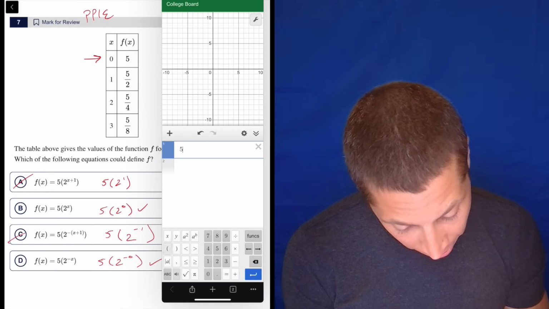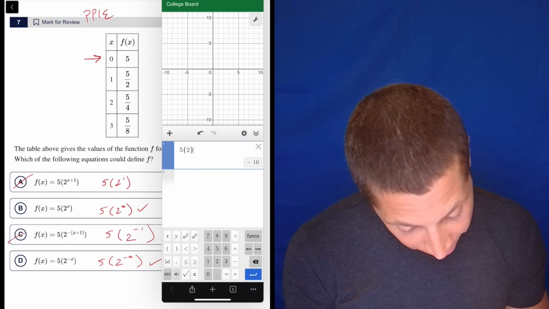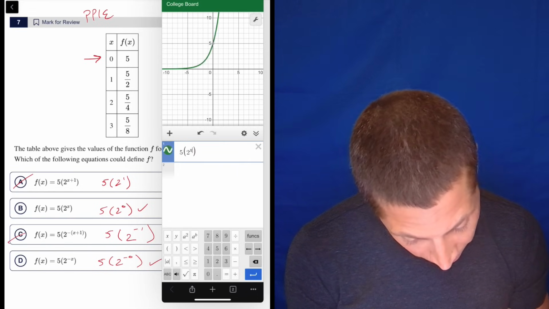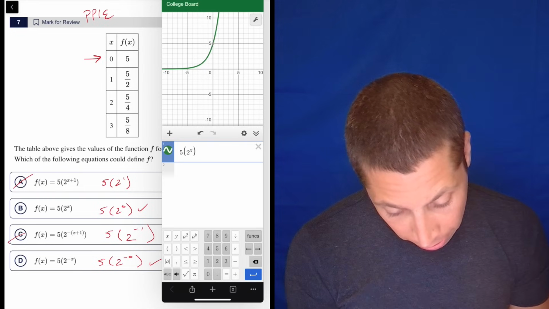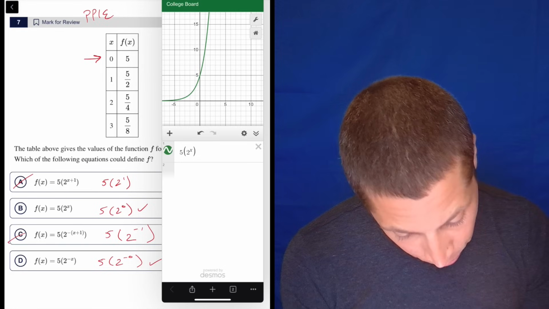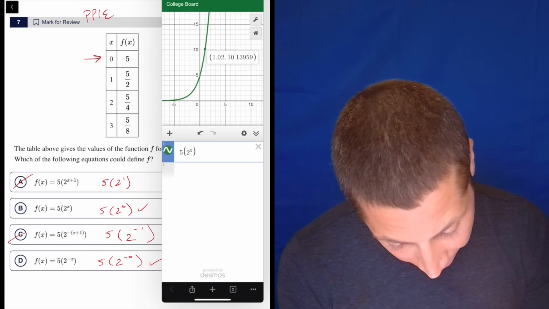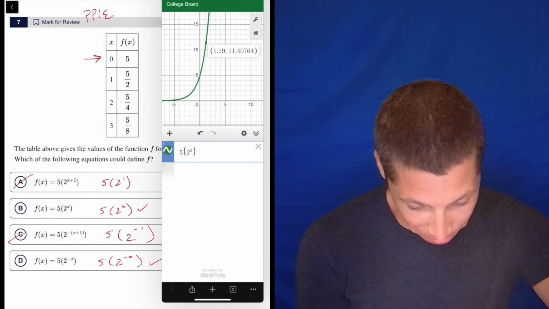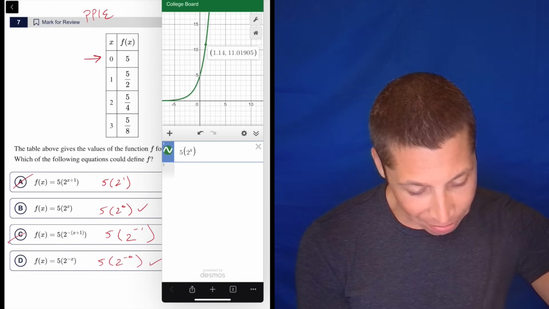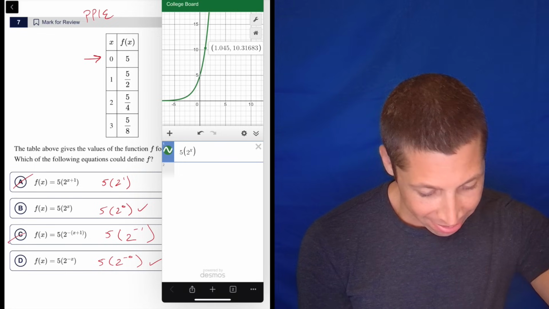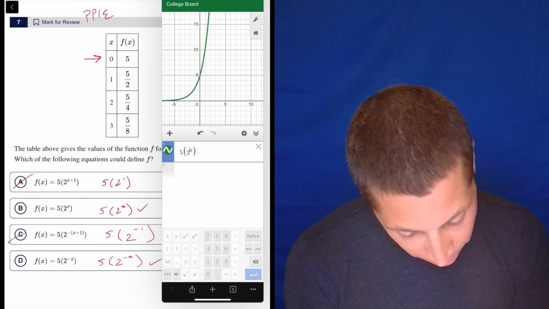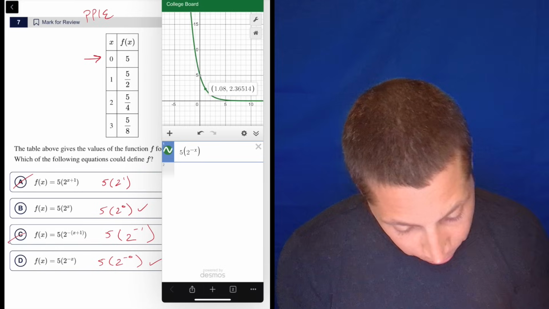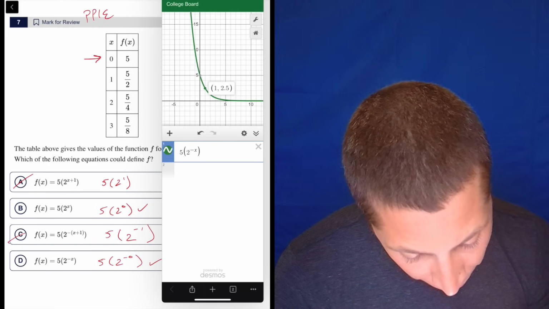So 5 times 2 to the x, oops, let's put the x actually in there. So to the x. Does this work? Well, you can kind of just see what's going on at 1. At 1, this looks like it's pretty high, right? I mean, I can't see my fingers in the way, but at 1, it doesn't look like it's 5 halves. It looks like it's 10. So I don't know, that doesn't seem right. Let's throw a negative in there, right? Negative. And there we go. We'll use the pencil. And then at 1, 5 halves is 2.5.